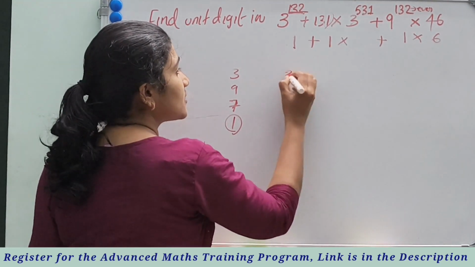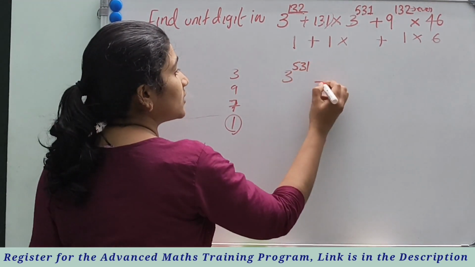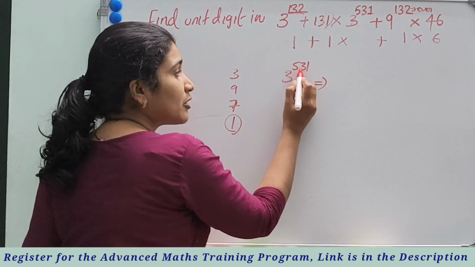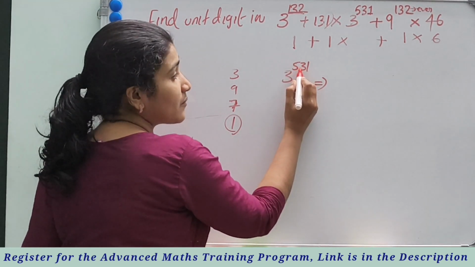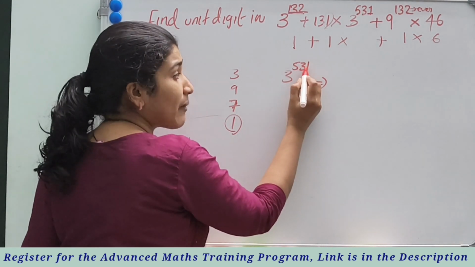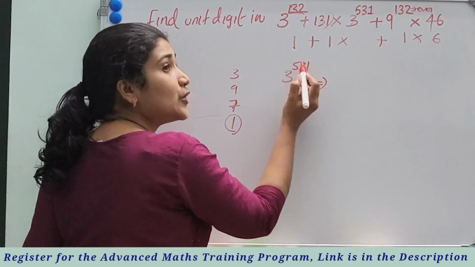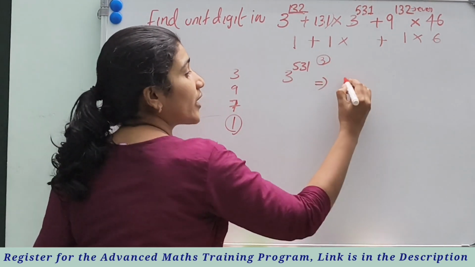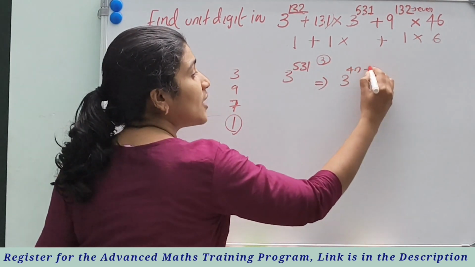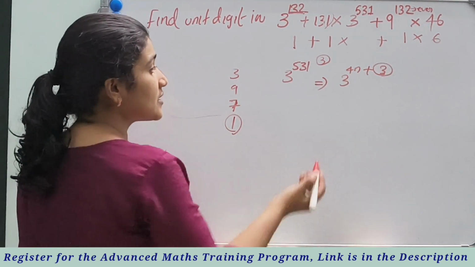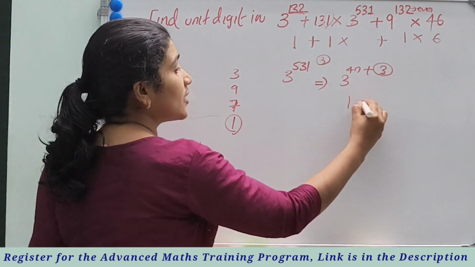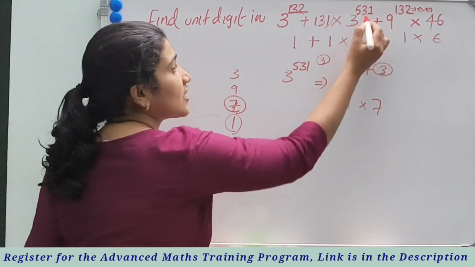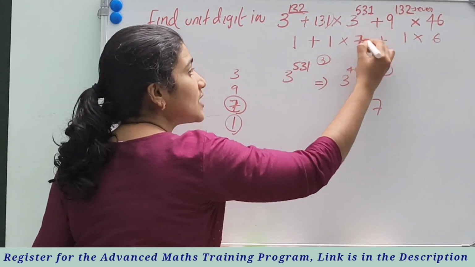Now I can write this 3 raised to 531 as, if you divide it with 4, 4 goes 1 time in 5, 4 goes 3 times in 12, again remaining is 11. 4 goes 2 times in 8 and remaining is 3. So 3 is the remainder here. So I can write it as 3 raised to 4n plus 3, which means in 3 raised to 4n the unit digit is 1, into the unit digit in 3 cube, 7. So here in 3 raised to 531 unit digit is 7.